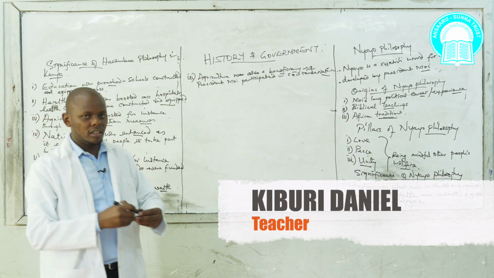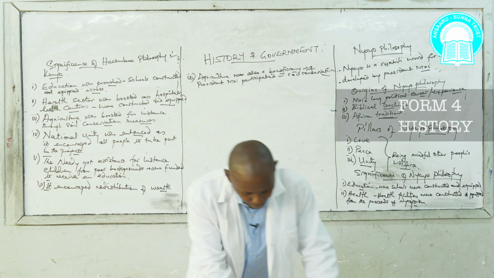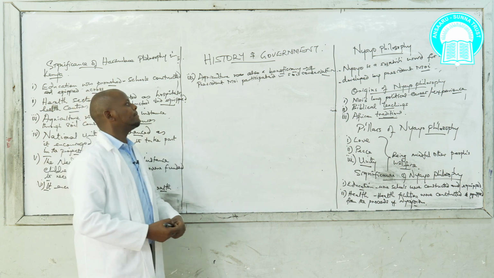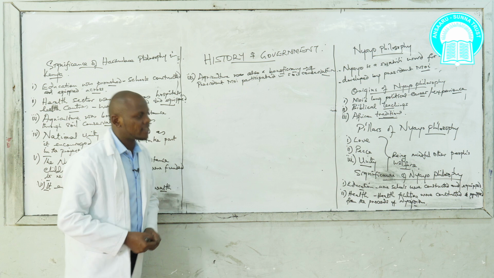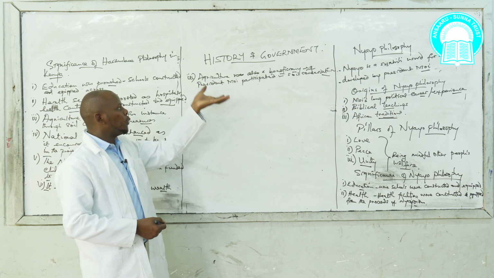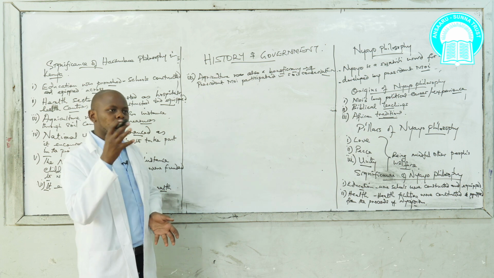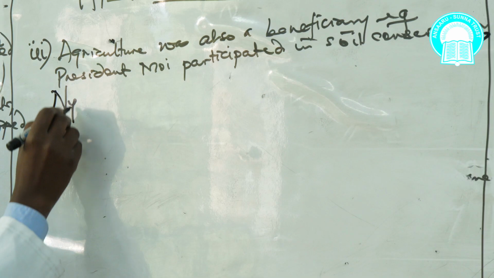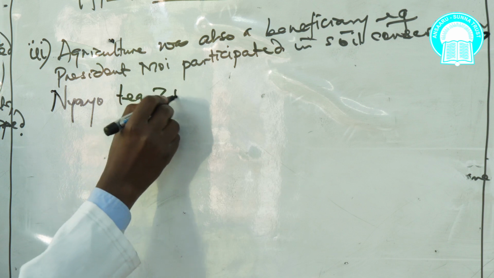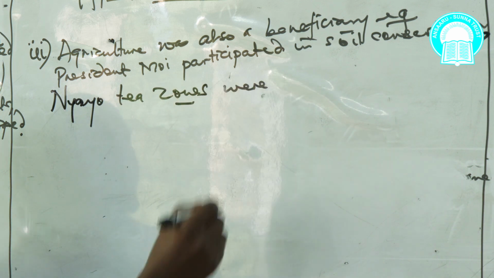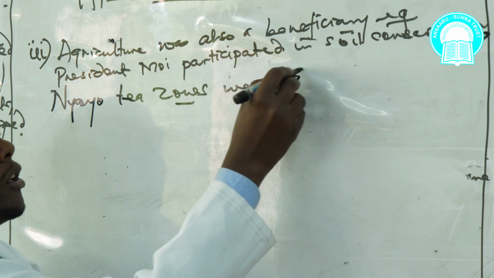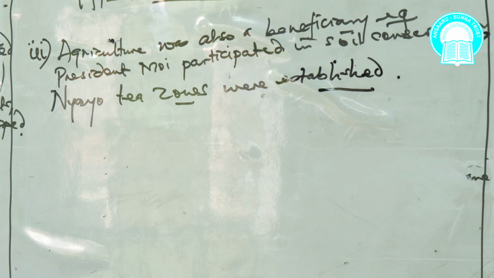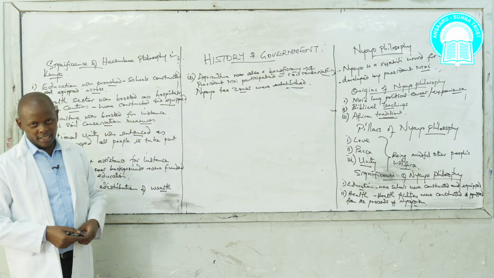So if you look at your KLB book, on page 88, you'll see a photograph of the president participating in a soil conservation project. That means he was concerned about agriculture, he was concerned about the environment. Nyayo tea zones were established in the major water catchment areas. That means the president was very concerned about agriculture.